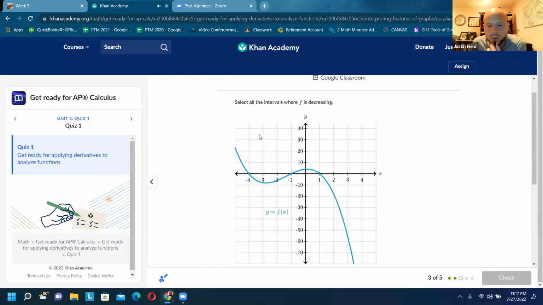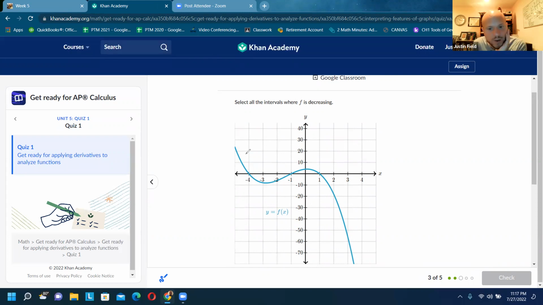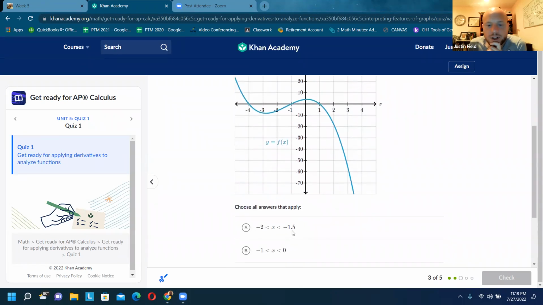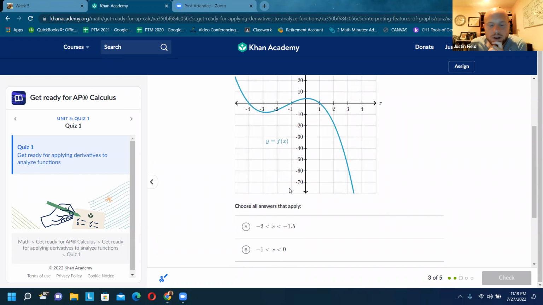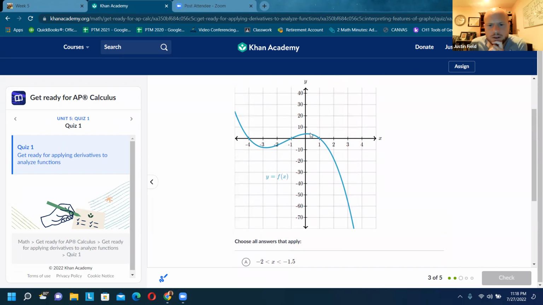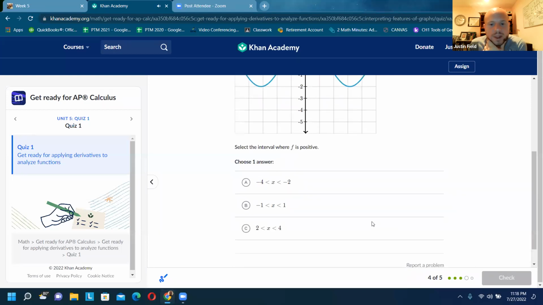All right. Ooh, cubic. Select the interval where f is decreasing. So that doesn't mean that it's negative. That means that it's going down. So it's going down there, then it goes up, and then right here, goes down for a very long time. Anything in those two regions. Let's see what we got. -2 to -1.5, nope, it's increasing there. -1 to 0, nope, it's increasing there. 0 to 1, oh, there we go. The old 0 to 1.